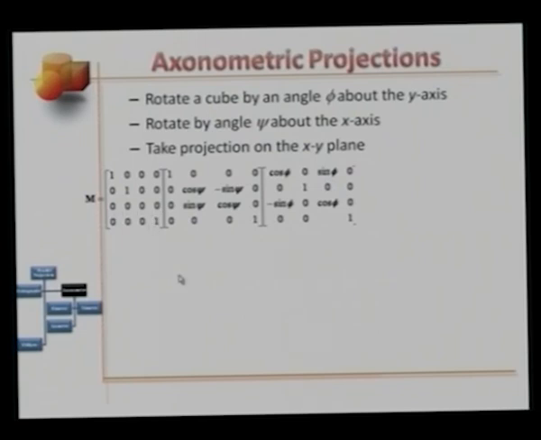We can multiply these three matrices together and get this result, a 4 by 4 matrix with these elements: cosine of phi, 0, sine of phi, 0, sine of phi sine of psi, cosine of psi, minus cosine phi times sine psi, 0. All entries are 0 in the third row, and then 0, 0, 0, 1.